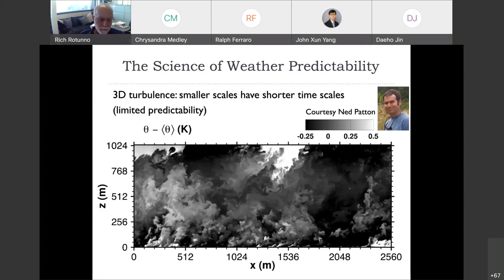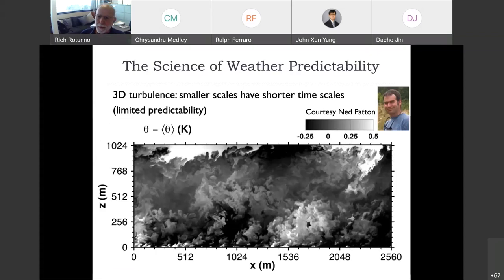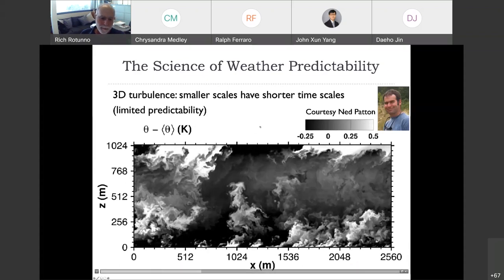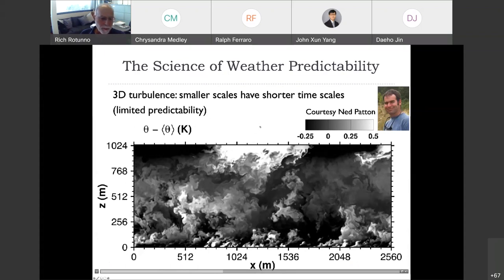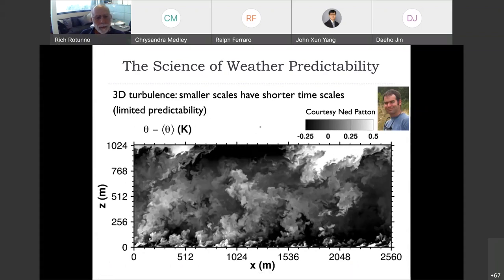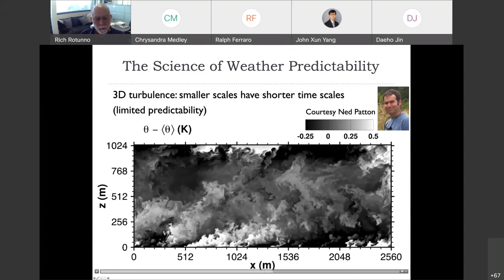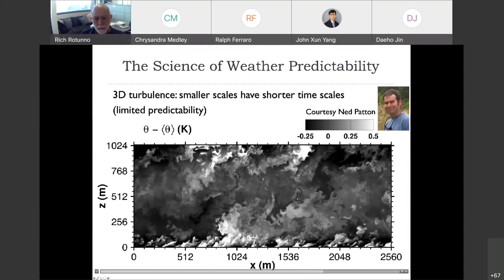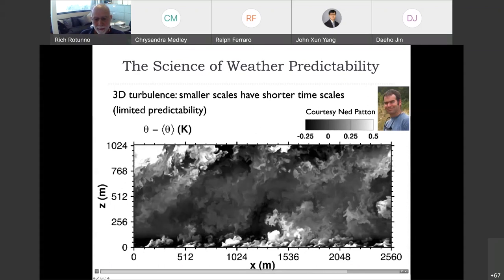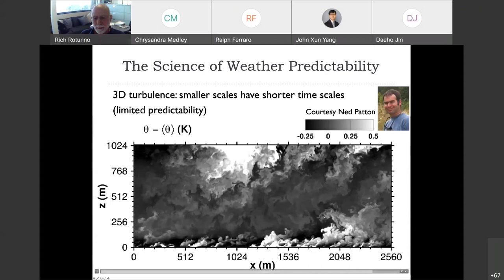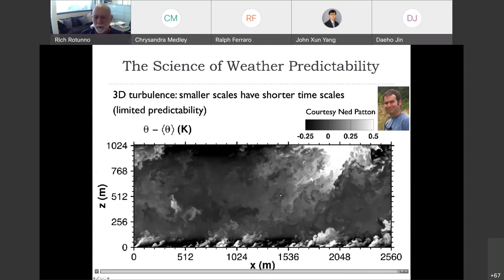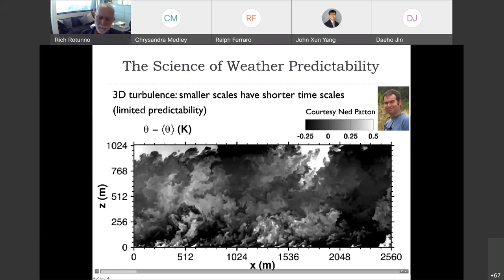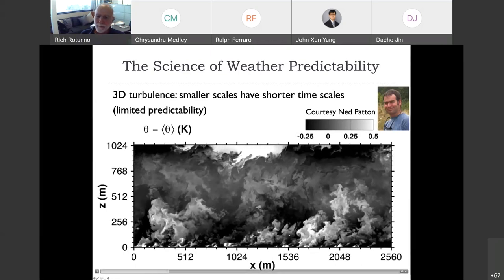So just to give you a feel for this, I asked a colleague here, Ned Patton, for one of his movies of a turbulent flow. It's a turbulent boundary layer flow. And if you keep your eye on the flow for a while, you'll see that there are some big scales that move slowly, and then some little tiny scales that are very rapid. That's the nature of three-dimensional turbulence. Large scales are slow, and small scales are fast.